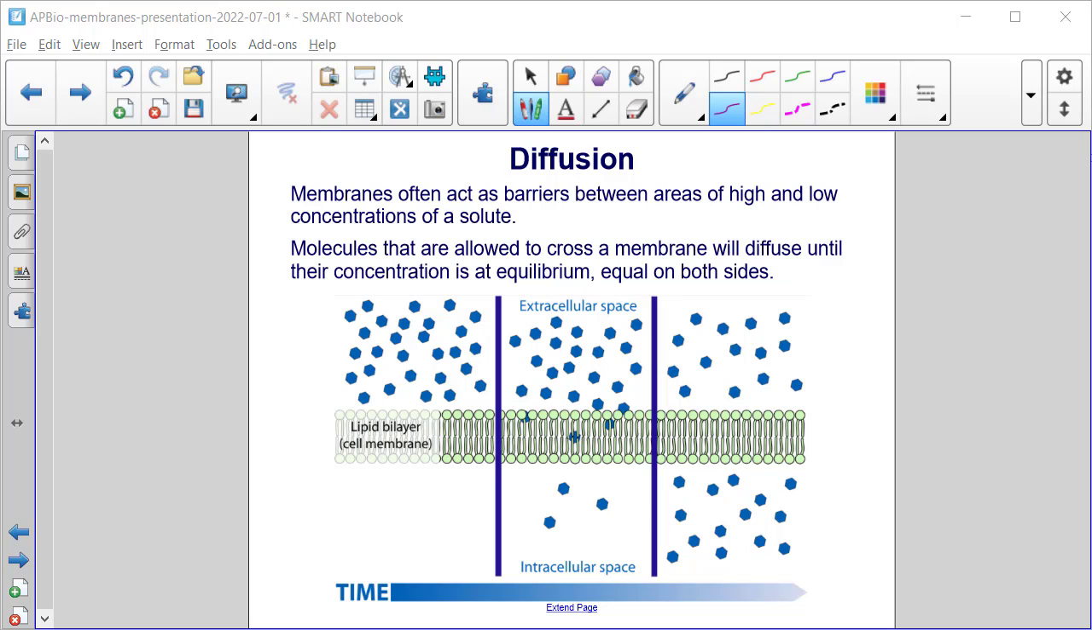Membranes often act as barriers between areas of high concentrations and low concentrations of solute. So here's a membrane. You can see in the extracellular space outside of the cell, we have a very high concentration of this solute particle. If that molecule is allowed to cross the membrane, remember, not all kinds of molecules can, but if it's allowed to cross the membrane, it will diffuse. And so we see that diffusion happening until the concentration is at equilibrium, or equal on both sides.